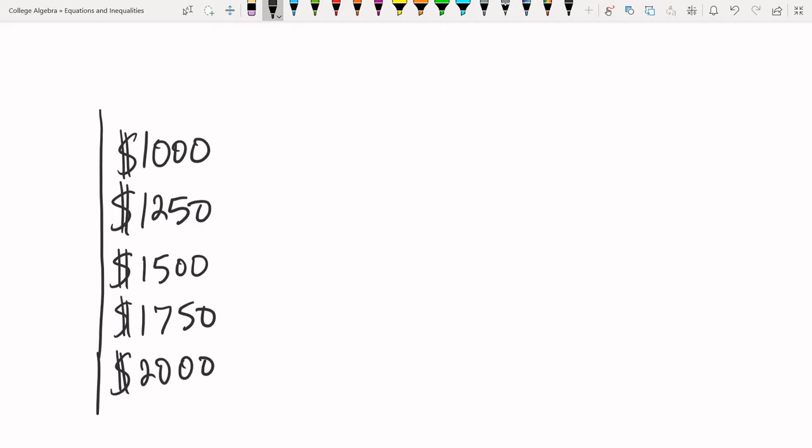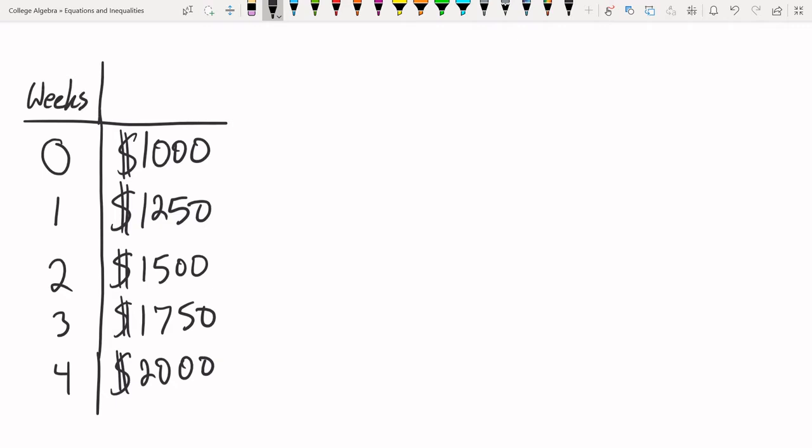We can represent this by saying, if we start with 1,000, we can think of that as our 0th week. It's the 0 point. Then after 1 week, we have $1,250. After 2 weeks, we have $1,500. 3 weeks is $1,750, and 4 weeks is $2,000. We can represent this with a table. That's one way we can show this data.